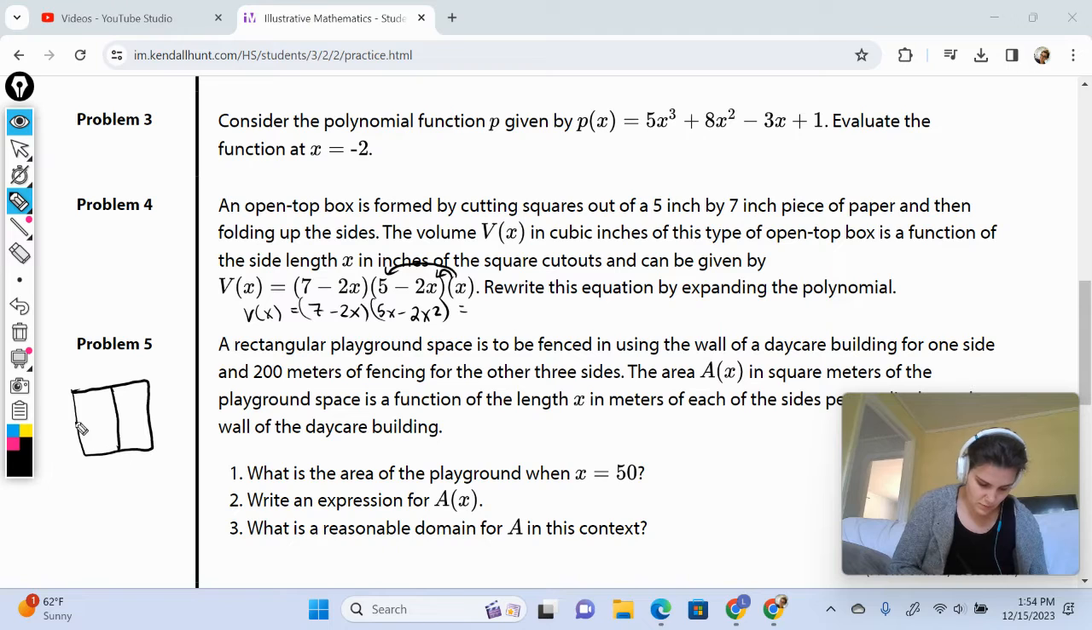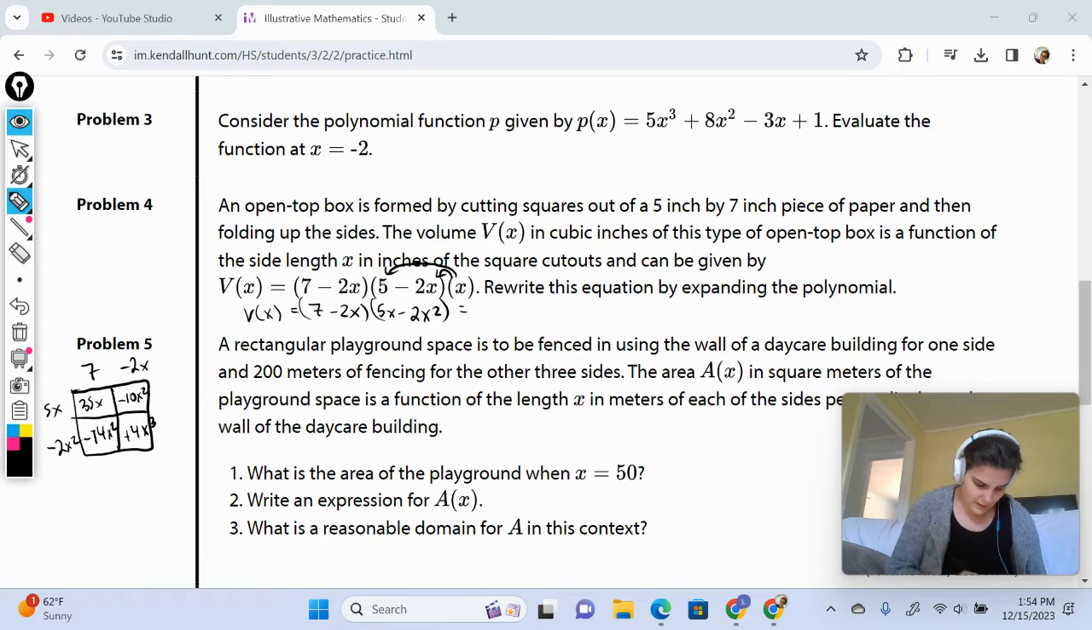So you could use distribution, which is what I did for the x, or you could use the box method, which I'm going to use right over here, minus 2x squared. Remember to keep your signs next to the numbers in the box method. So 7 times 5 is 35x. 5x times negative 2 is negative 10x squared. Negative 2x squared times 7x is negative 14x squared. And this is going to be positive 4x to the third power.